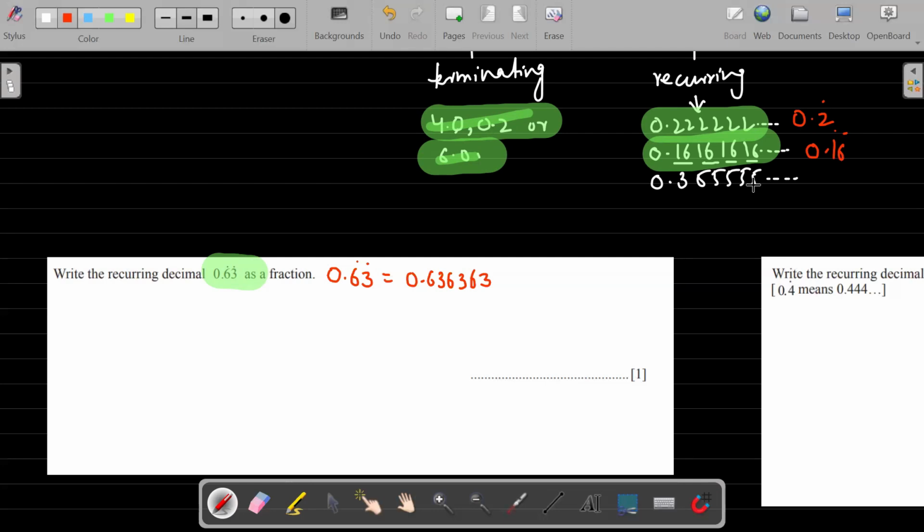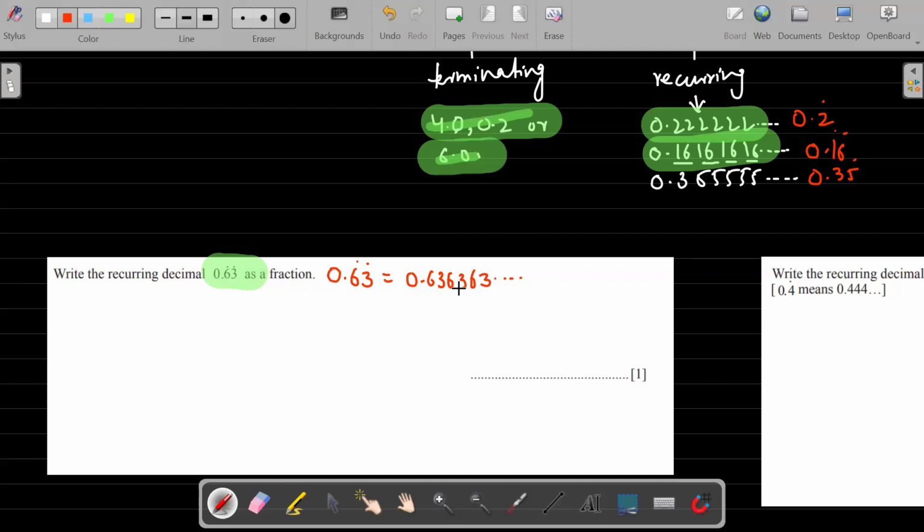The repeated number is written with a dot at the top. So 0.35 with a dot at the head means that only 5 is repeating. Here 1 and 6 were repeating with a specific interval, so I have written dots on both 1 and 6. Likewise, in 0.2 only 2 was repeating, so I have put a dot on the 2. So 0.63 with dots will be written as 0.636363. Now it says to write the recurring decimal as a fraction.